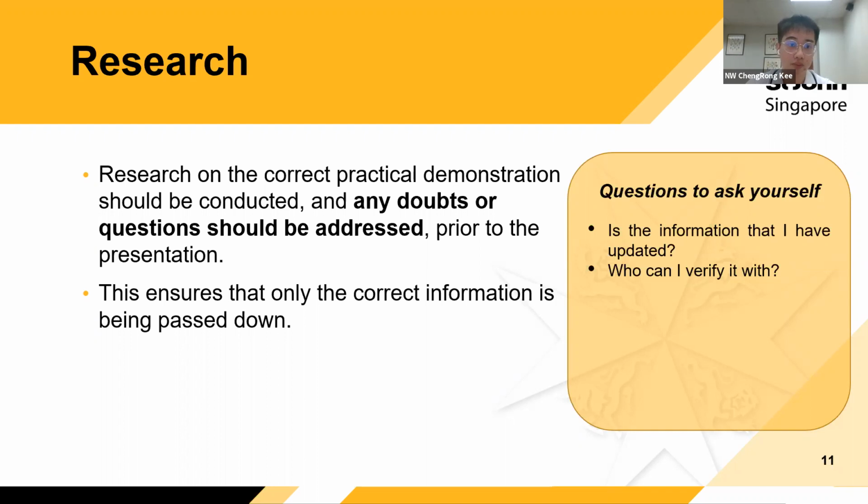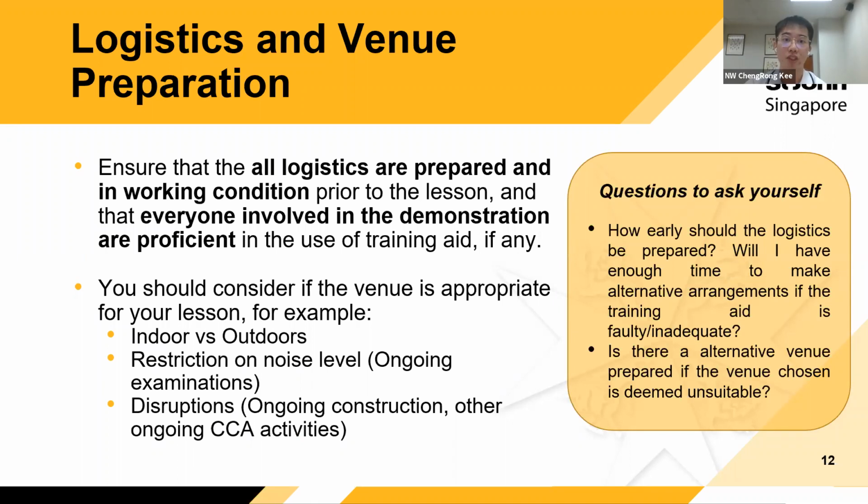All good? Okay. Logistics and venue preparation. Similar to the audience analysis, where you find out the size of your target audience, you must now prepare all the logistics for the size of the target audience. Therefore, you must ensure that all the logistics are in working condition. Another thing to take note of is the venue preparation, indoor versus outdoor. Well, it depends on the situation, if it is raining or not. Then there is the restriction on noise level, perhaps the activity that you're going to do will disrupt others.